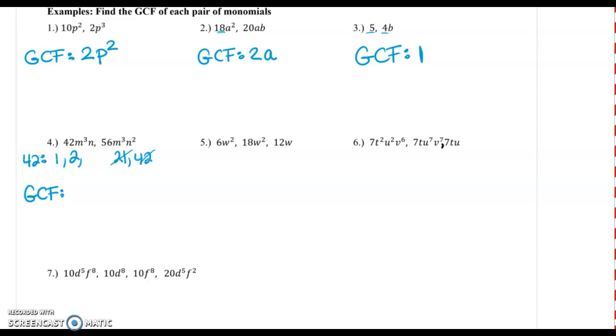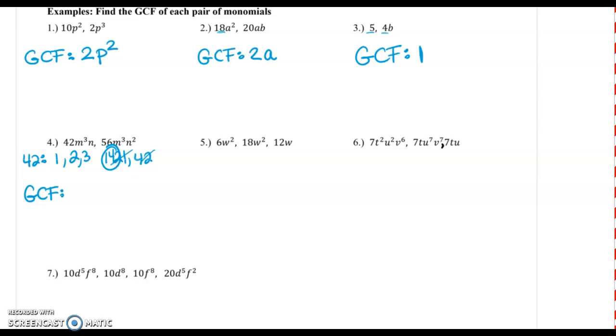And then 3 and what would that be? 14, right? 14. Does 14 go into 56? Let me look. It does 4 times. So 14 would be our greatest common factor here.